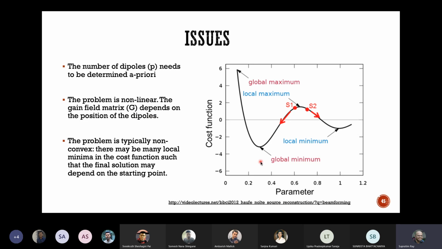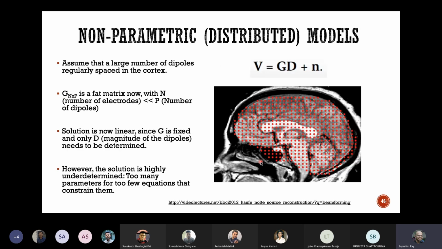I'm going to actually spend more time on the non-parametric method, in which your number of dipoles is assumed to be much larger than the number of electrodes that you have at your disposal.